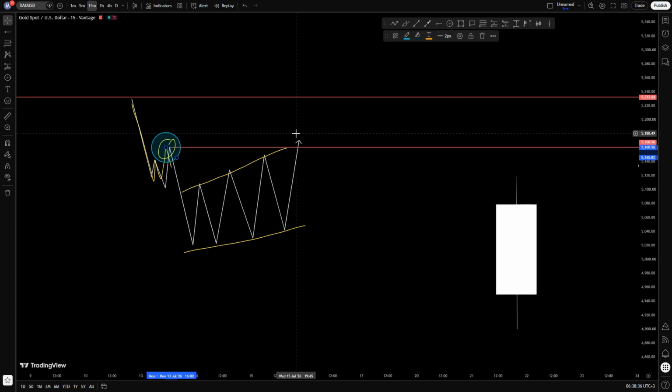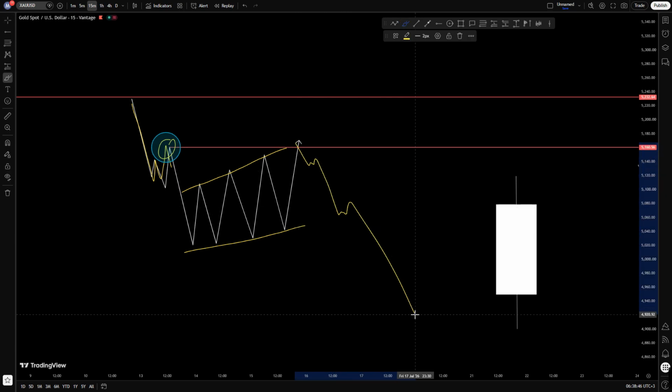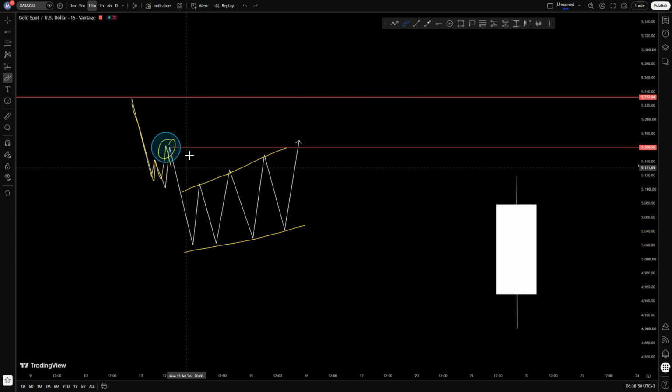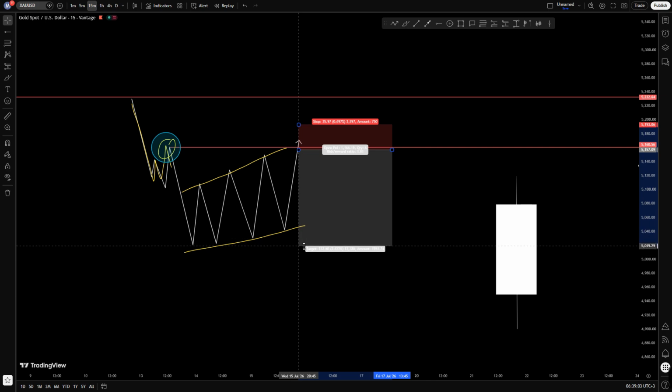This is the same liquidity concept, right? Price pushes above, takes out the high, and we anticipate price to start pushing to the downside, right? So this is what we look for. We want to see a high being taken out, and then we're gonna look for selling opportunities, right? We're gonna enter somewhere around here with our stop loss there, and our target could be this one.